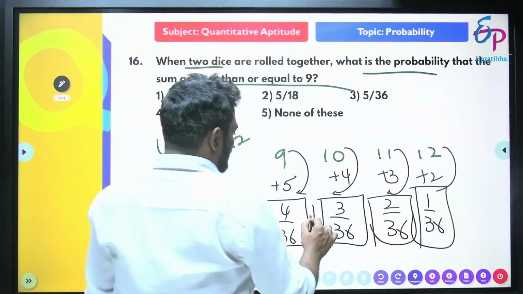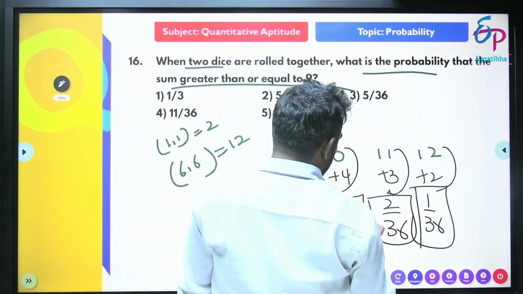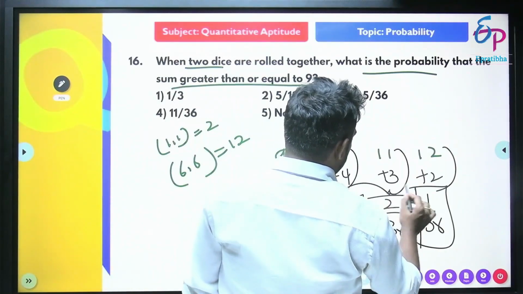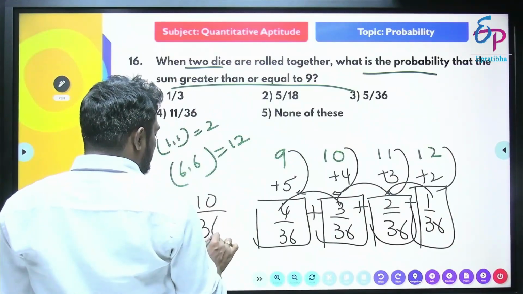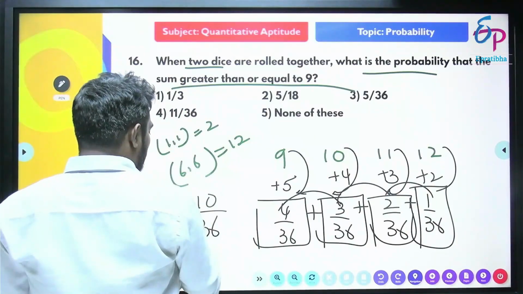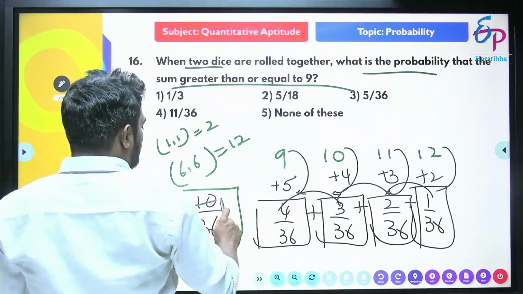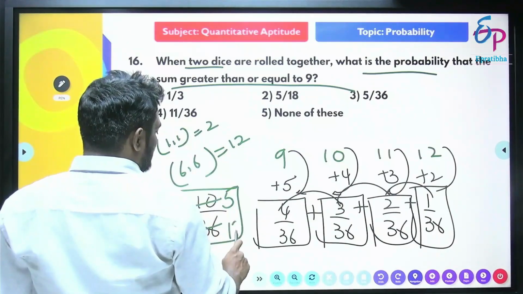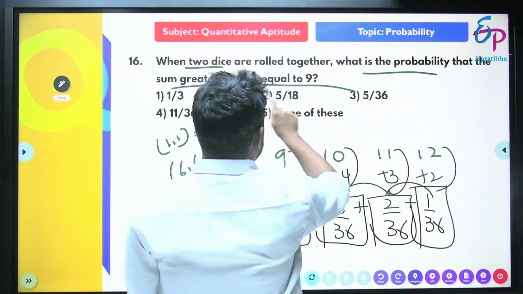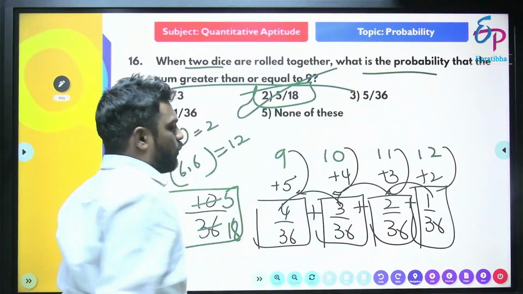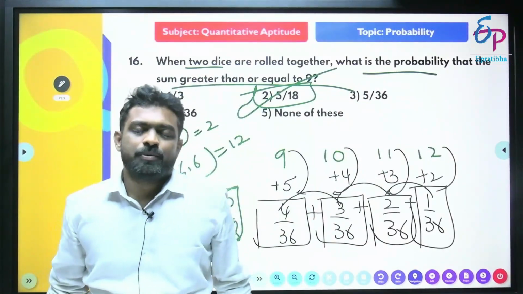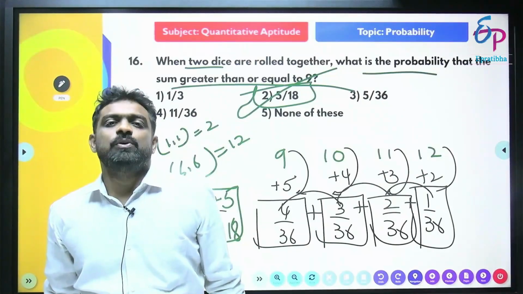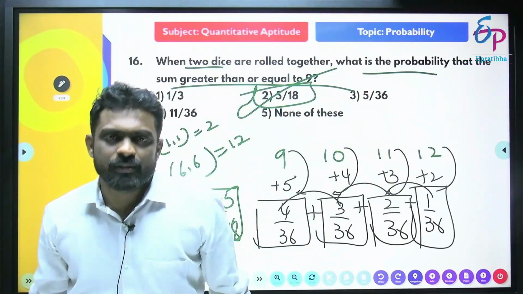4 plus 3, 7. 7 plus 2, 9. 9 plus 1, 10. What exactly is the solution? 10 by 36. If we cancel, 2 5s are 10 and 2 18s are 36. So where exactly is the 5 by 18? 5 by 18 is option 2, right? Option 2 is the absolute solution for the given question.